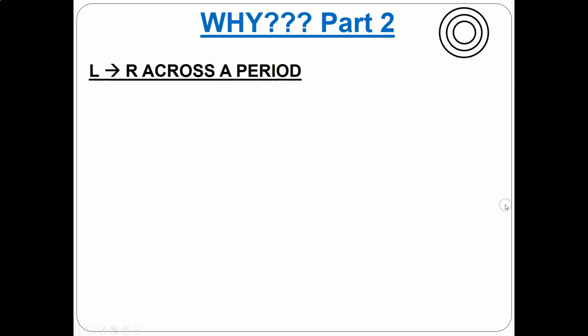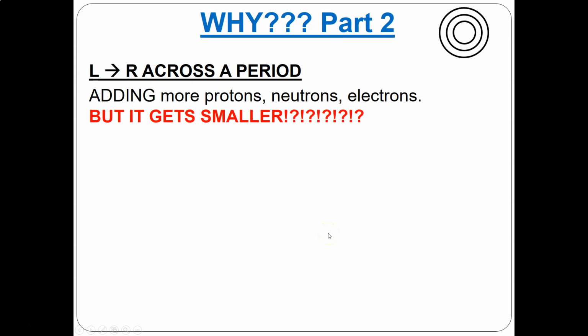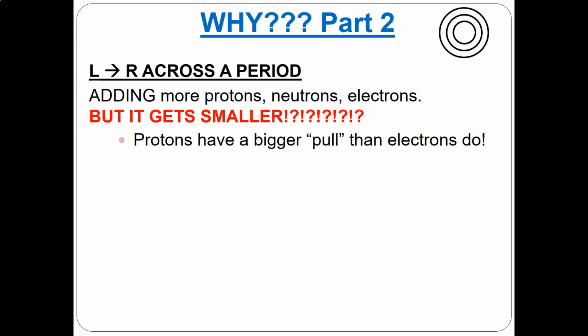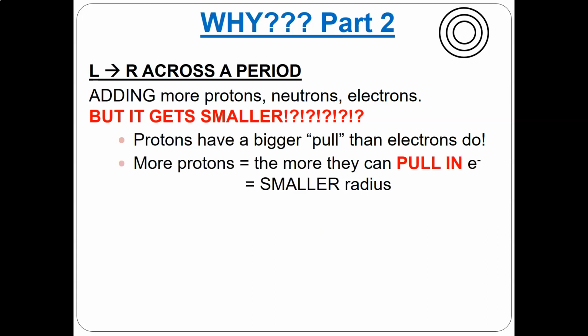Going across is a little bit tricky. So let's think about this as going left to right. It's going to be a little bit easier to explain because it kind of is going to explain the bit that is counterintuitive. So as you go left to right across a period, you're adding more protons, you're adding more neutrons, you're adding more electrons, but the radius gets smaller. The reason is that the protons are going to pull harder than the electrons can. And so the more protons you have, the more they can pull in the valence electrons to make a smaller radius. We are not adding extra layers when we go across a period.